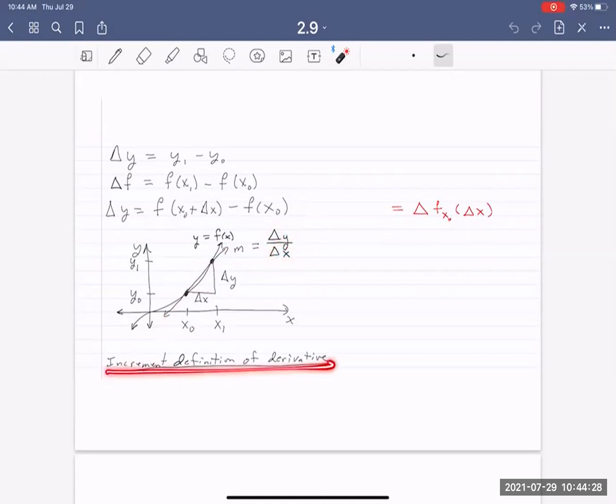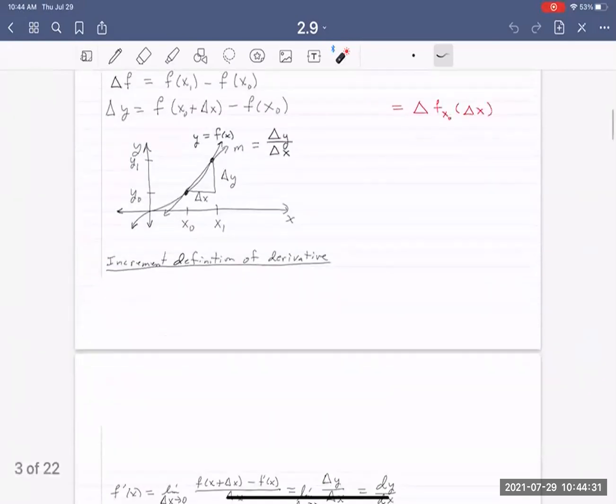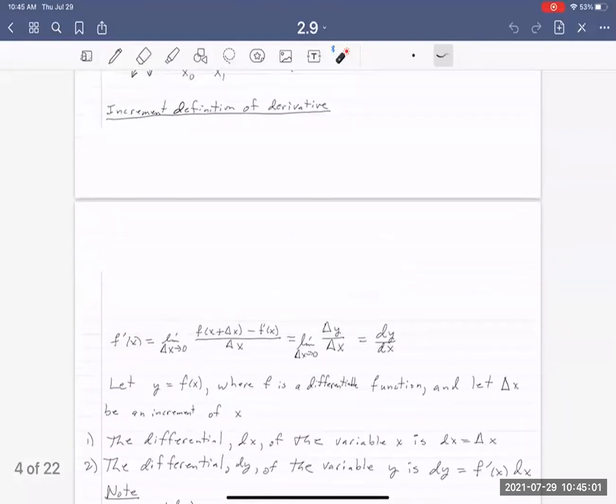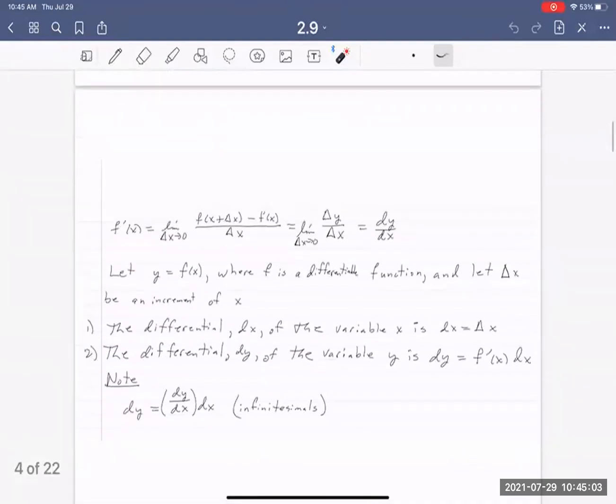So let me give you the increment definition of the derivative. If you make the change in y, the change in x, go to 0, meaning that you keep getting closer and closer to x sub 0, then the slope of the secant line approaches the slope of the tangent line. So, my increment definition of the derivative.